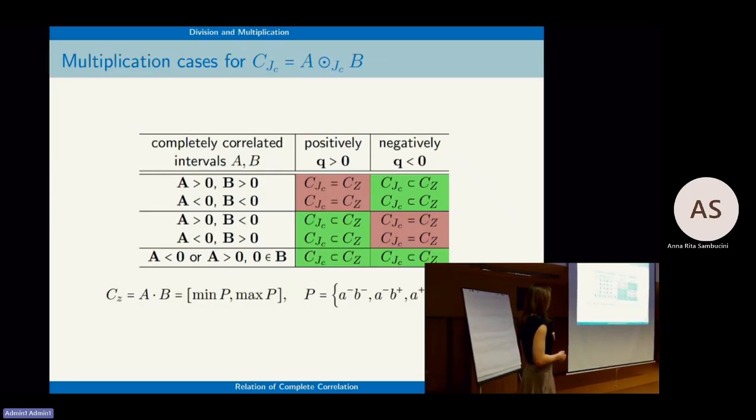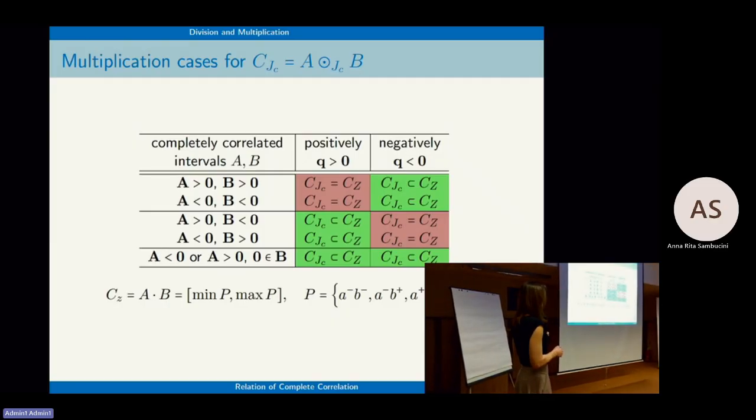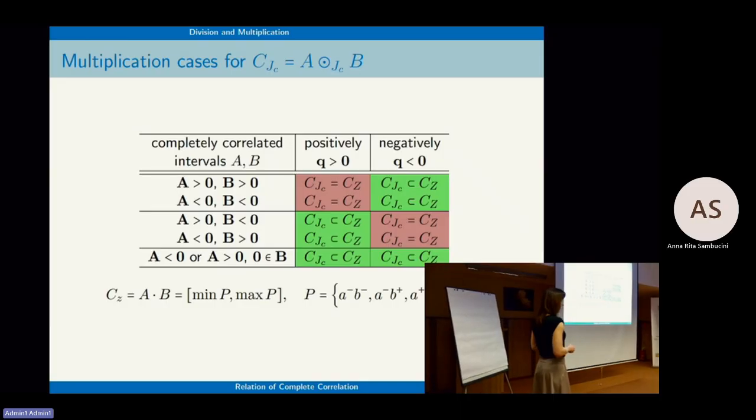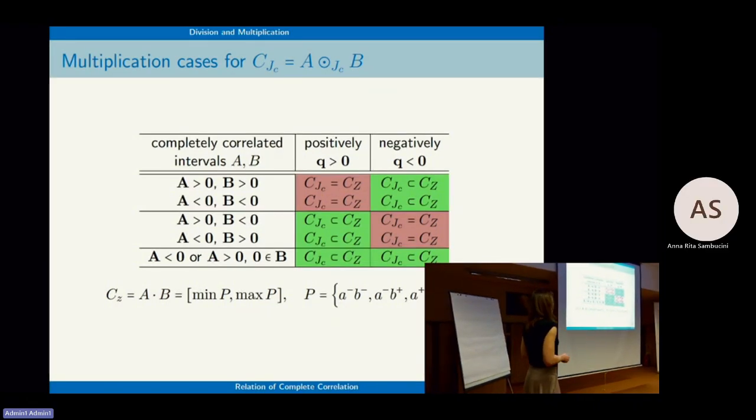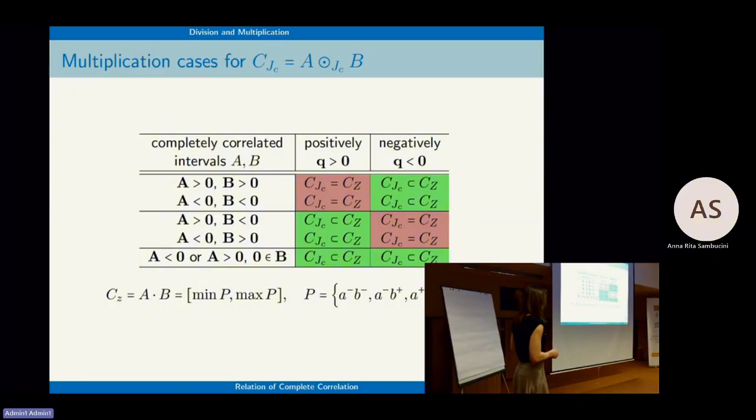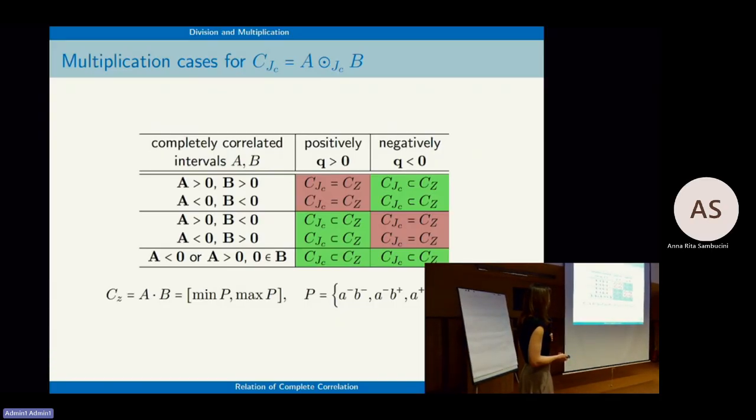So we have these cases in comparison with standard interval multiplication based on Zadeh's extension principle. And again, in the case when the intervals are completely correlated, both positive or both negative, in the case of positive correlation, we obtain the same result as standard interval multiplication, but in the case of negative correlation, we obtain a subinterval of this one. And similarly for the other cases, which is quite similar to the previous table with division.